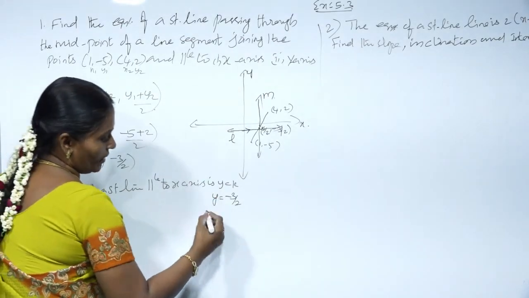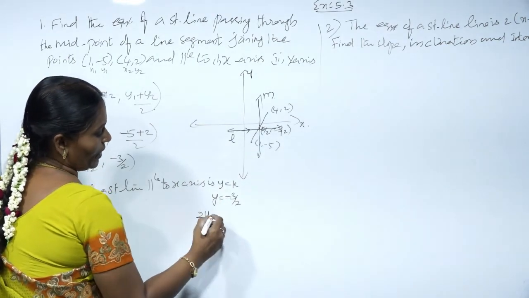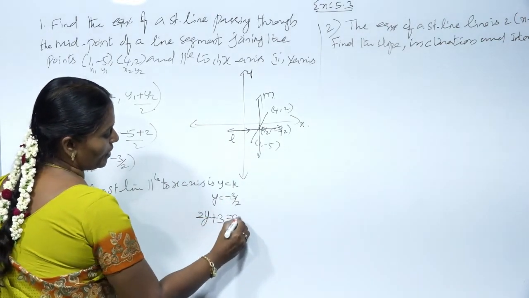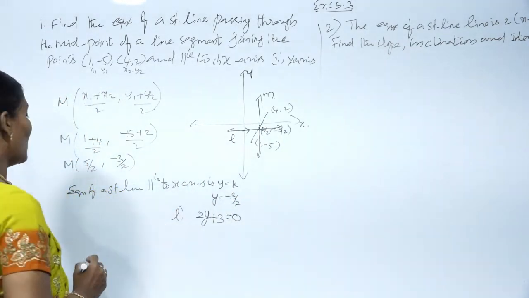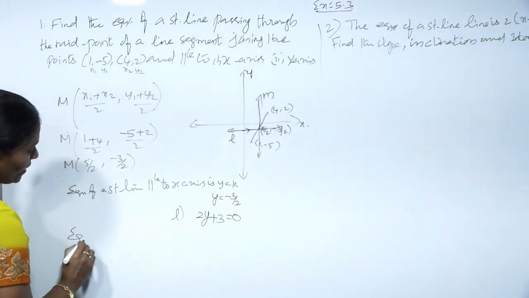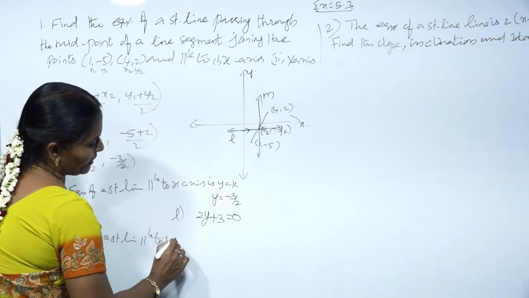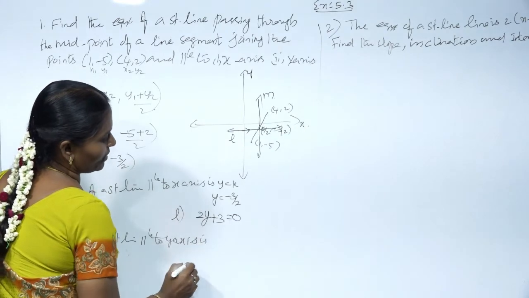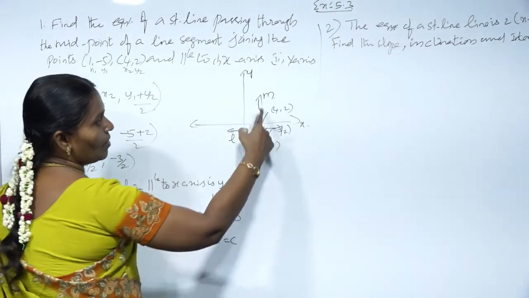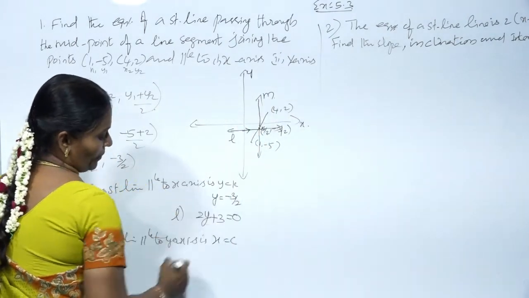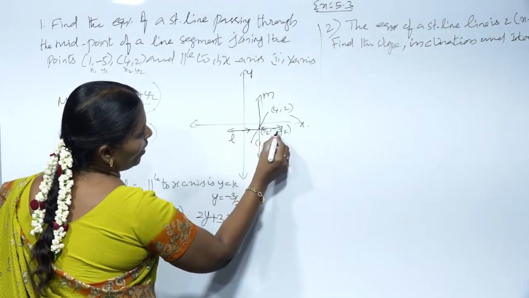How do you write it in the general form? 2y, and this minus 3 brought to the left side becomes plus. So 2y plus 3 is equal to 0. This is the equation of L. Now find the equation of a straight line parallel to the y-axis. Parallel to the y-axis is x is equal to c. You know already that formula. That means find out the equation of m.